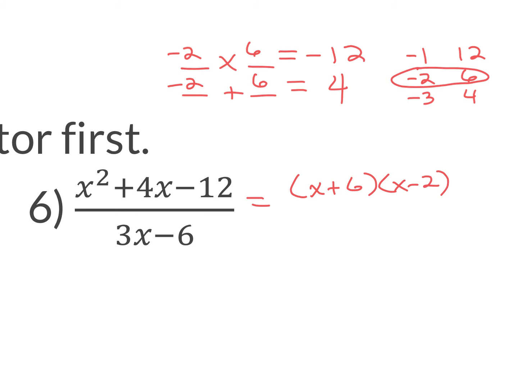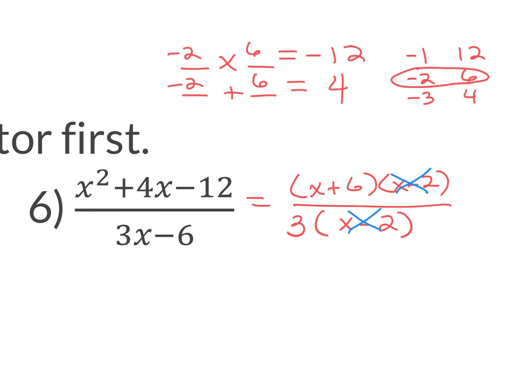And just like he asked, I can factor a GCF out of the denominator. My GCF out of the denominator is going to be a 3. And then I'm left with x minus 2 after I divide. And again, now I'm looking for things to simplify. The only thing that I can simplify here is the x minus 2.